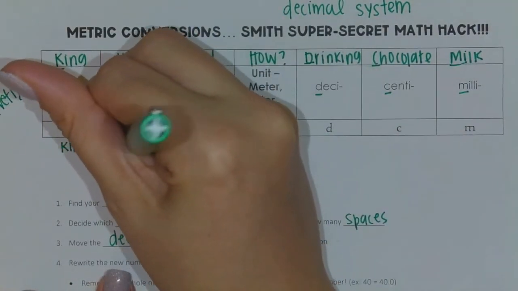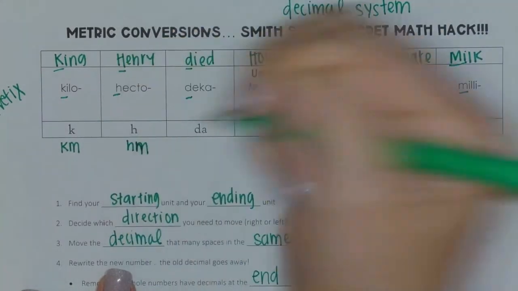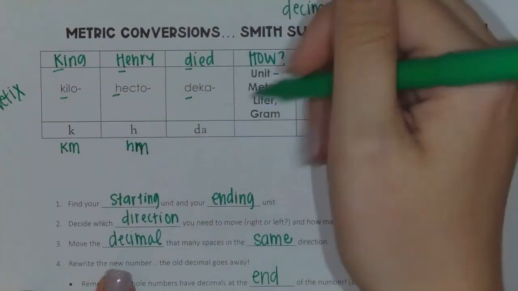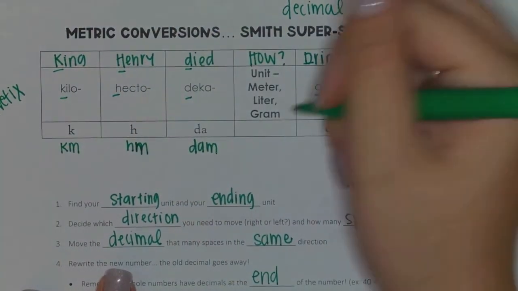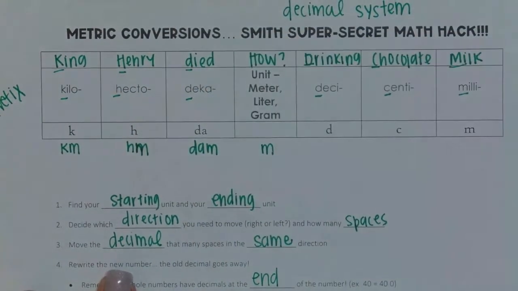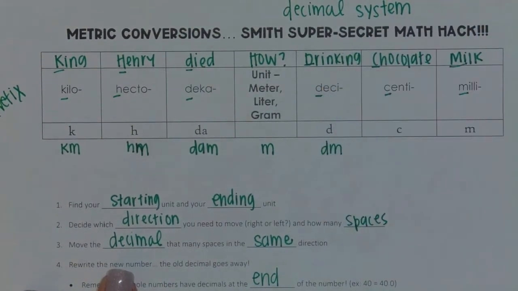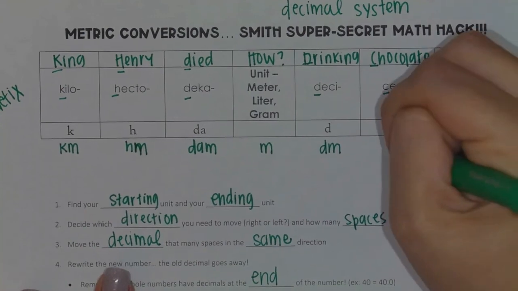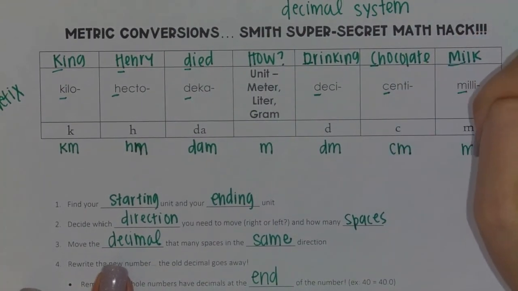Hectometers are going to be hm. Decameters are going to be dam. And then a meter obviously is just m. A decimeter is going to be dm. Centimeters, cm. Millimeters, mm.